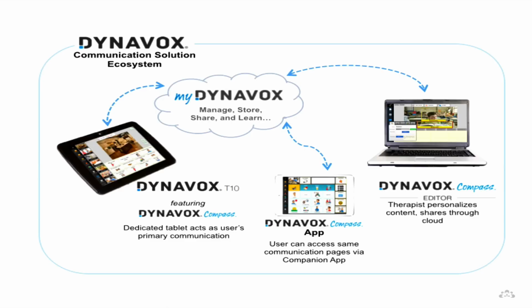Now, these three things are a part of the DynaVox ecosystem, different ways that you can access Compass, and all of those different options for Compass can feed into MyDynavox, which is an account that you create and allows you to manage your pages, share them with other people, store them in the cloud, and also is a place that you can learn more about the Compass app, the different platforms that you can have it on, and also ways that you might implement that app with the people that you're working with.